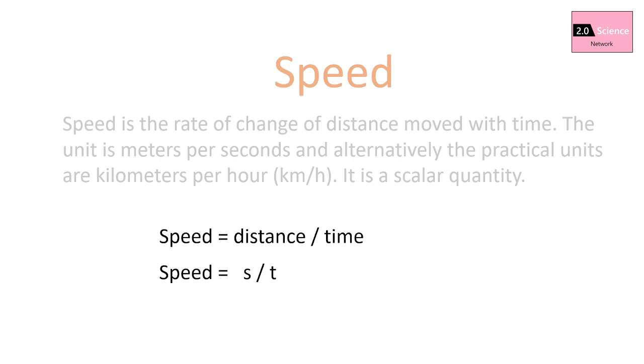Speed. Speed is the rate of change of distance moved with time. The unit is meters per second, and alternatively the practical unit is kilometers per hour. It is a scalar quantity. Speed equals distance over time. Speed is varying every time in real-world conditions. So, we can calculate the average value.